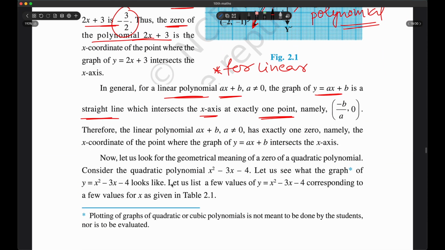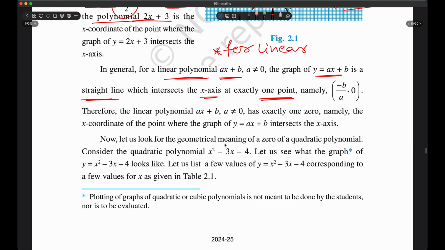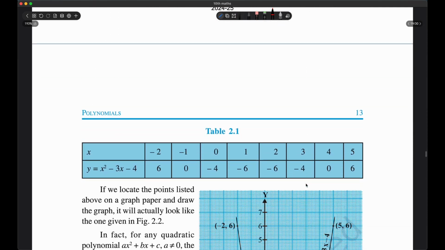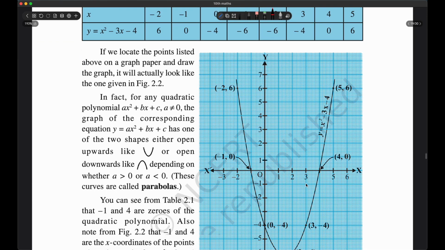Now for a quadratic polynomial, that is of the form ax square plus bx plus c, the corresponding graph will be a parabola, either open upwards or open downwards, whether a is greater than 0 or a is less than 0.